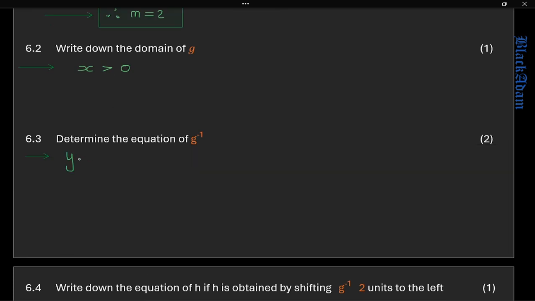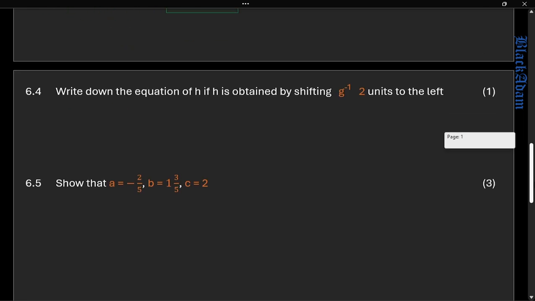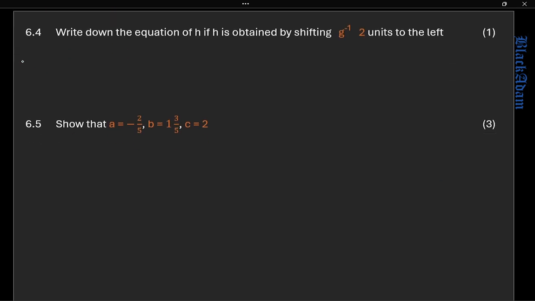Next, the inverse, that's g to the power -1. Once again we write the equation, y equals log x base 2, because we already found m is 2. Then swapping x and y, we solve again: 2 to the power y equals x, which gives y equals 2 to the power x. That's the inverse. The inverse of a logarithm is an exponential graph.